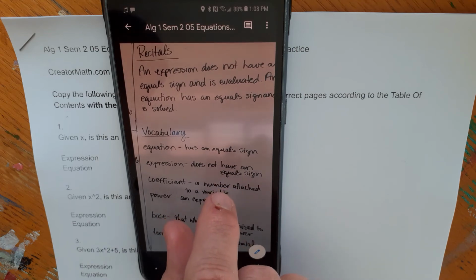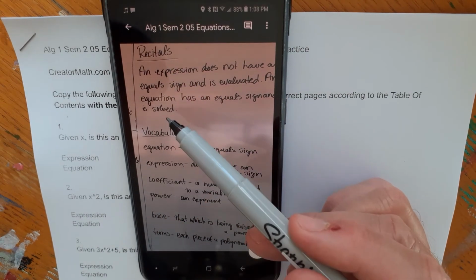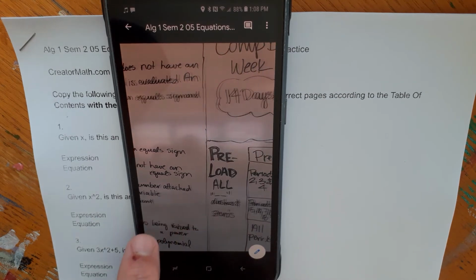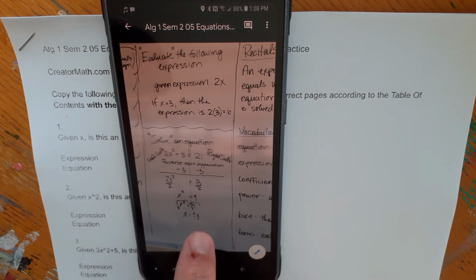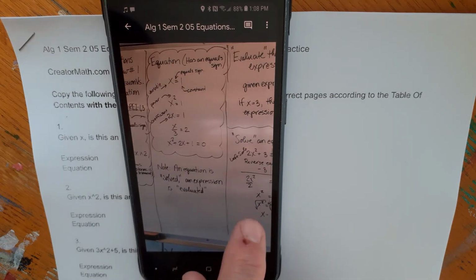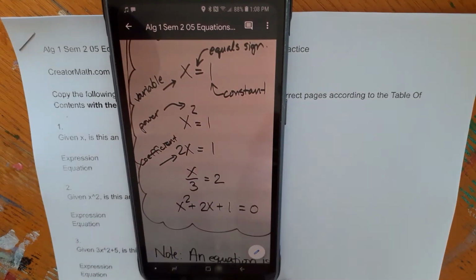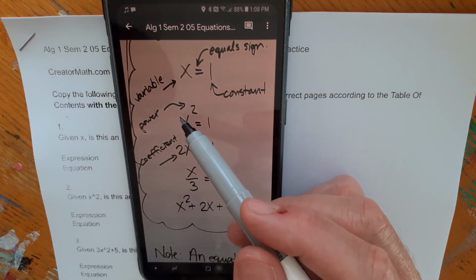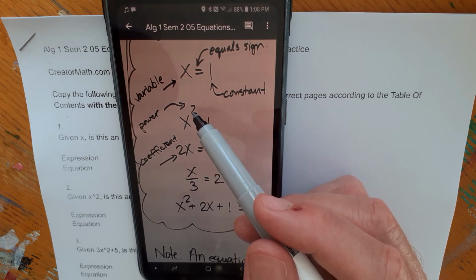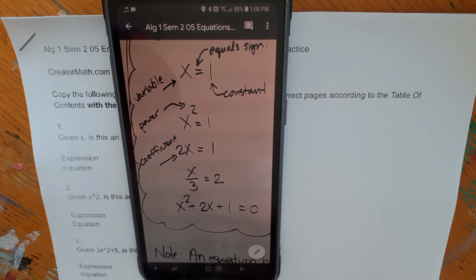I'm not sure which, but oh, there we go. Now I can see the top. Vocabulary: expression, equation, coefficient, power, base, terms. Base. Where's a base? By the way, anything raised to a power, I'm not sure I said that, but if it's x squared, this is not only a variable x, but it is a base because it is raised to a power. So there's a power and a base.